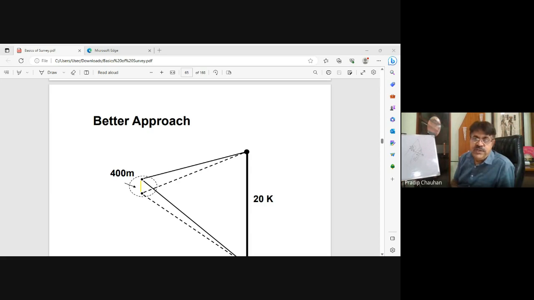So don't depend on everything from drawing or design, whatever you are getting. Ensure that yes, it is feasible on the ground. That feasibility brings in the basic knowledge of surveying, which is very much important. So thank you very much.